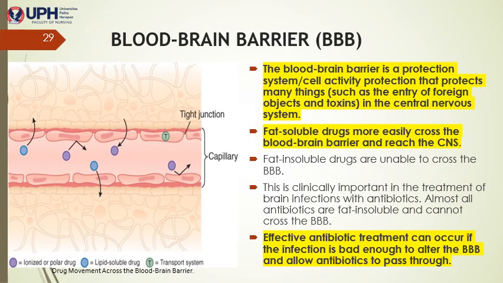Now let's talk about the blood-brain barrier. The blood-brain barrier is a protective system that protects against the entry of foreign objects and toxins into the central nervous system. Fat-soluble drugs most easily cross the blood-brain barrier and reach the central nervous system. So fat-insoluble drugs are unable to cross the blood-brain barrier.